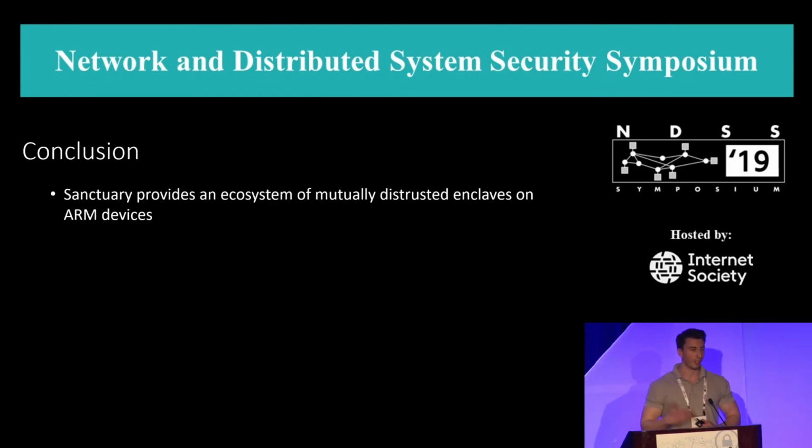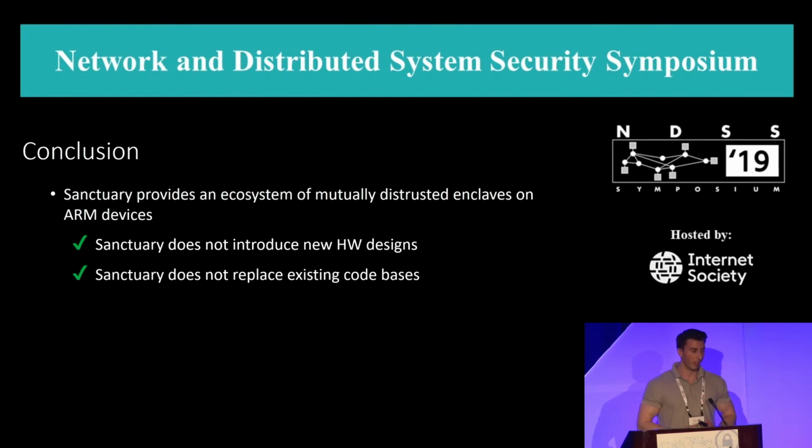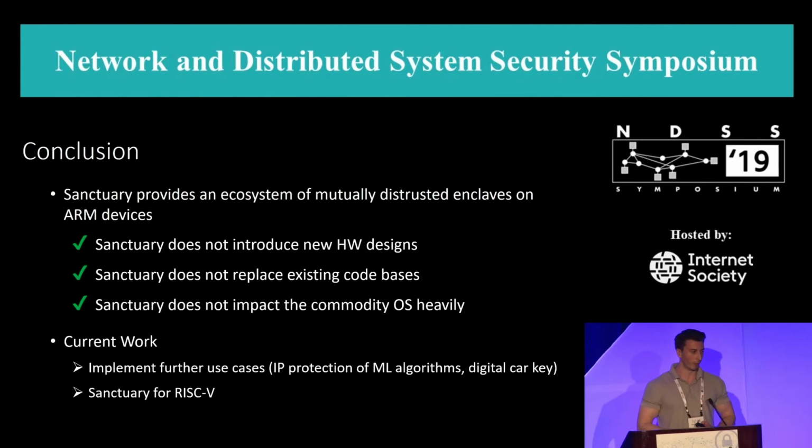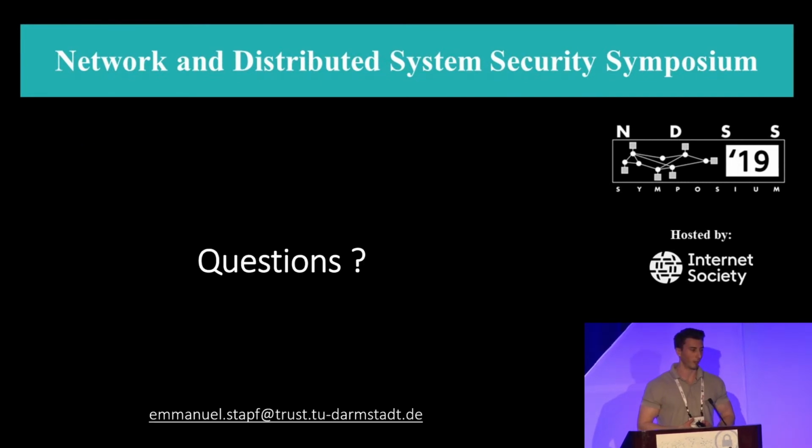So as a conclusion, Sanctuary provides an ecosystem of mutually distrusted enclaves on ARM devices. Sanctuary does not introduce new hardware features. Sanctuary does not replace existing code bases, and we also do not have a heavy impact on the commodity OS. So currently, what we are focusing on is implementing further use cases like IP protection of machine learning algorithms that I mentioned, or also the digital car key. And we also want to bring some of the features of Sanctuary to the RISC-V platform. Okay, I'm not sure if we have time for questions, but you can also write me an email.